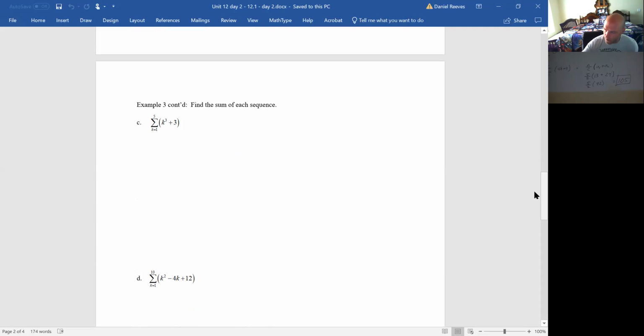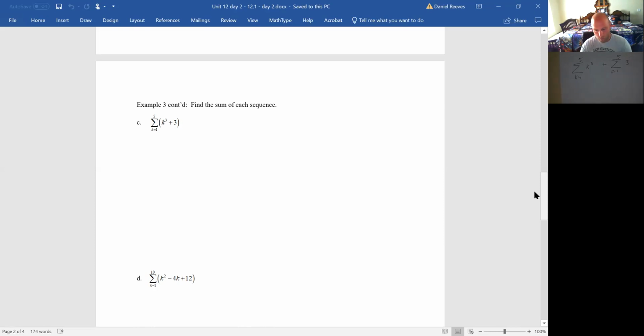Okay. In part C, it is not linear. I cannot use Euler's formula. But what I can do is split this thing up. I can say that this is equal to the sum from k equals 1 to 5 of k cubed plus the sum from k equals 1 to 5 of 3.